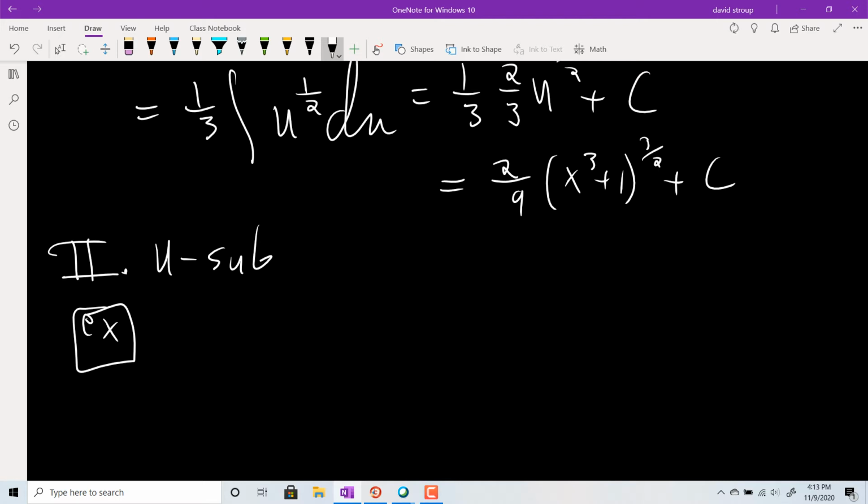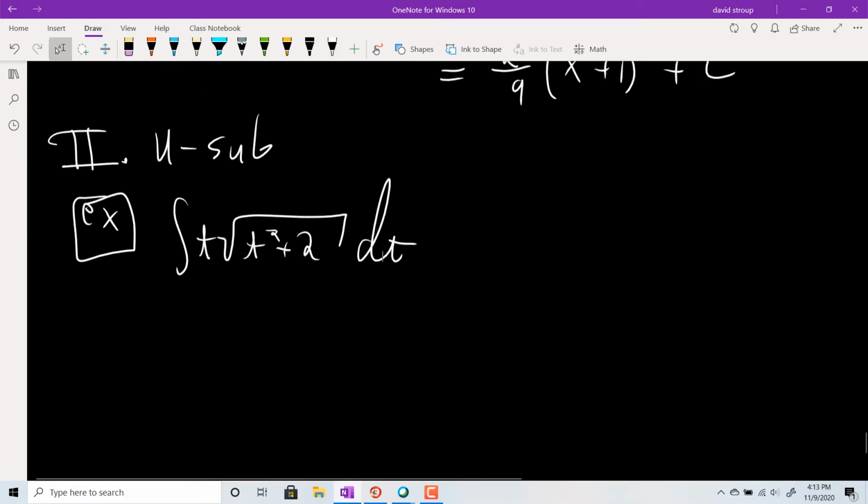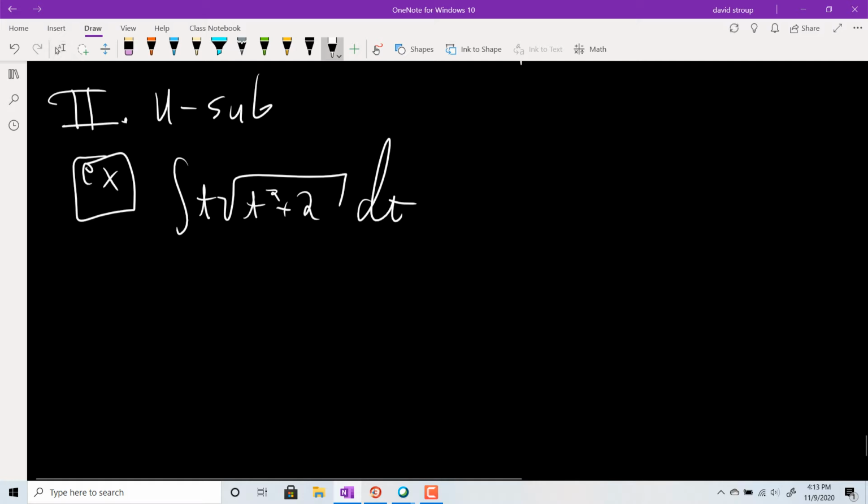Okay, so example: the integral of t times the square root of t squared plus 2 dt. Usually you want to make your u sub something inside parentheses or a radical. So this stuff right here would be a good guess. So u equals t squared plus 2. You certainly wouldn't want to try the square root of t squared plus 2, because that would snowball your expression. You get all these weird radicals all over the place. It'd just be a nightmare.